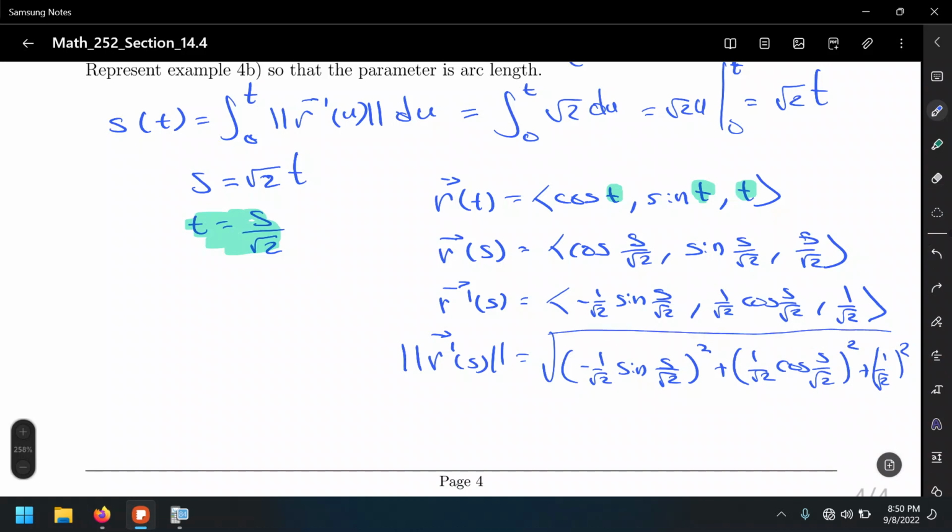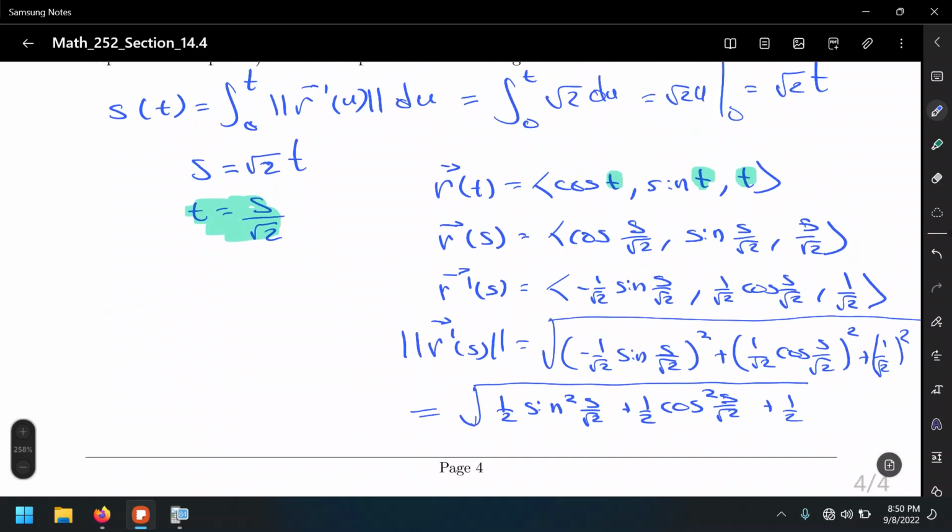Let me make this look nicer. The square of 1 over root of 2 is simply 1/2 sine squared of s over root of 2, plus 1/2 cosine squared of s over root of 2, plus 1 over root of 2 quantity squared, isn't that a 1/2? Just to conclude, the common factor is 1/2 times sine squared plus cosine squared, plus 1/2. Isn't that just 1? And what are we going to be left with inside the radical? The square root of 1/2 plus 1/2, which is the square root of 1, as expected. All right.